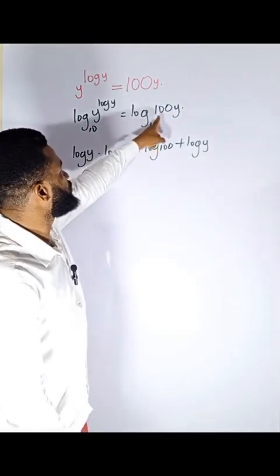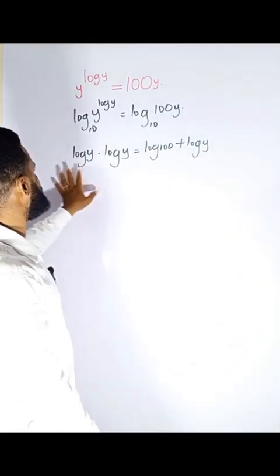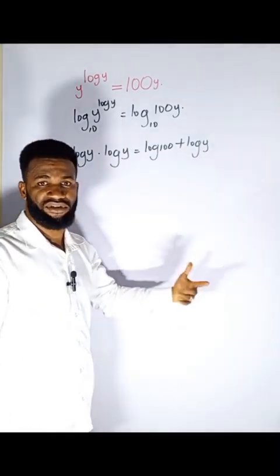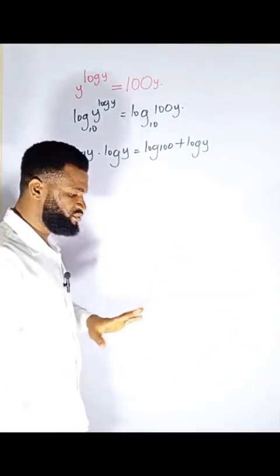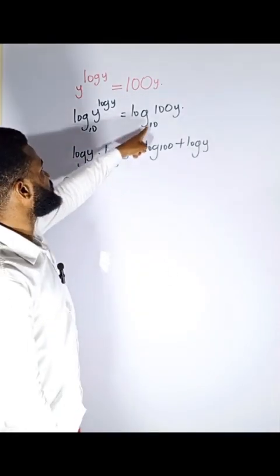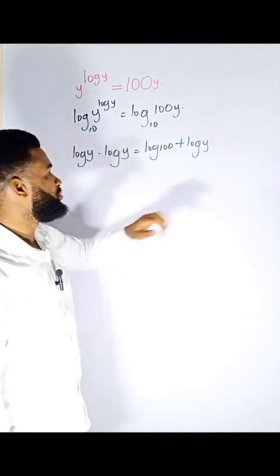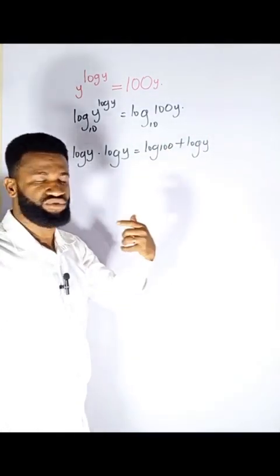So this is 100 times y. They have the same base, base 10. I don't want to be writing base 10 because these are all common logarithms. Log without the base means that it's already log base 10. So that's why I broke it by adding log 100 and log y. But remember, log 100 is equal to 2.